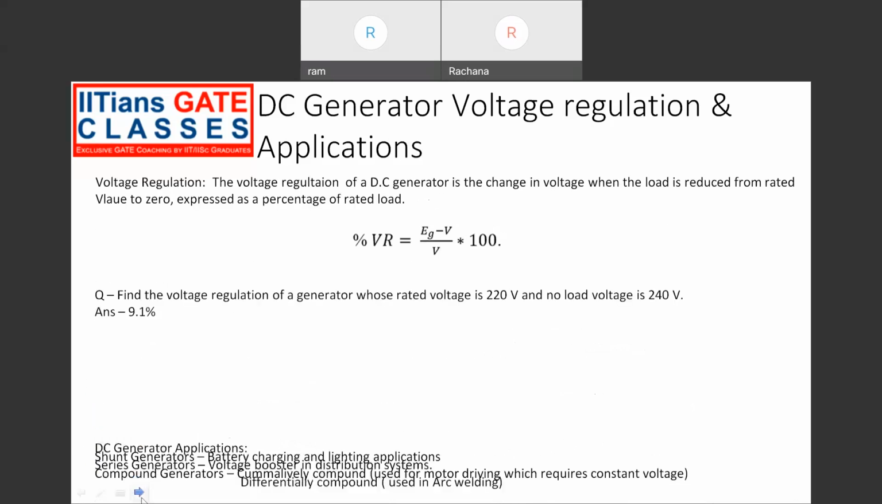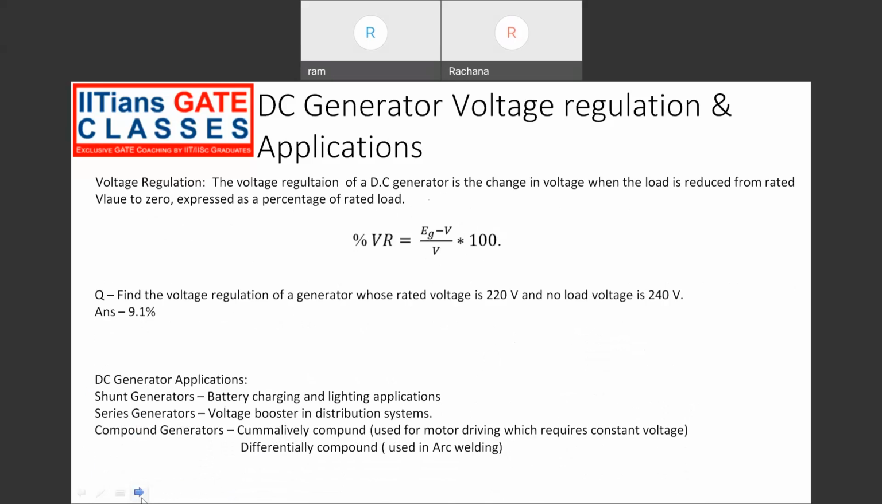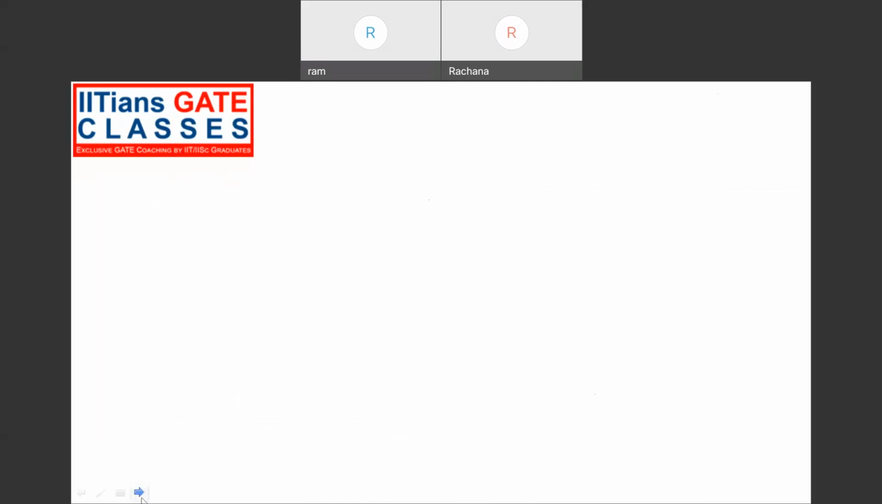What we have discussed. Go to the next topic, that is DC motor. So first we'll start with the basics of DC motor. Generally, there is no constructional difference between DC motor or generator. Both are same constructionally.